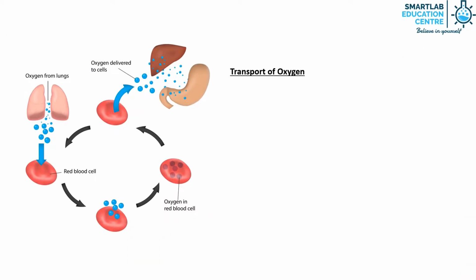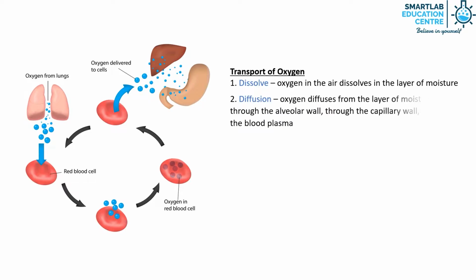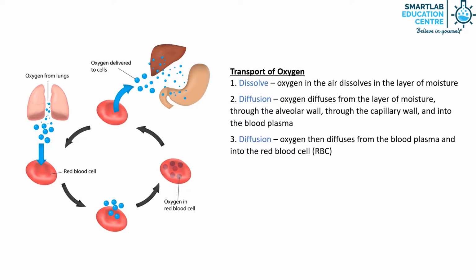Let's study how oxygen is being transported by our red blood cells in greater detail. Before oxygen reaches the red blood cells, it is dissolved in the layer of moisture of the alveolus. Once dissolved, the oxygen diffuses from the layer of moisture, through the alveolar wall, through the capillary wall, and then into the blood plasma. In the blood plasma, oxygen then diffuses into the red blood cell, in short the RBC.